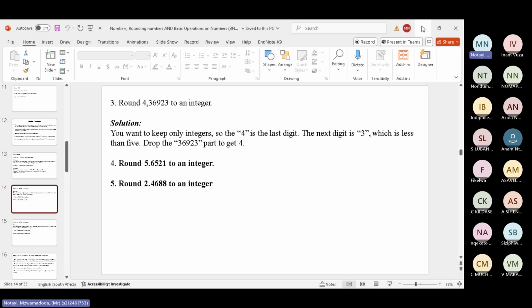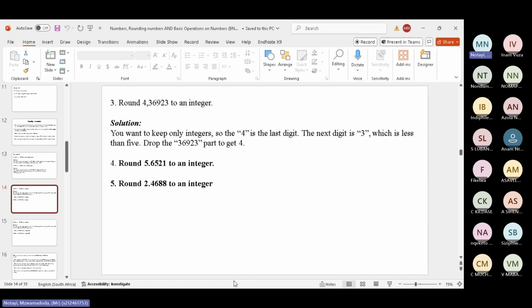The number is rounded correctly. Well done. So we're rounding to an integer. So it's 5.6. So we keep 5, obviously. And then we look at the next number that comes, which is 6, which is above 5. So we increase the integer by 1 to get 6. Well done, Manam.